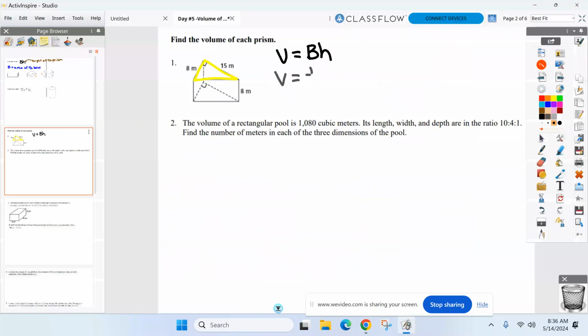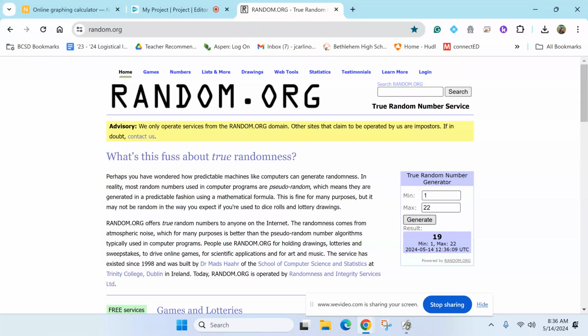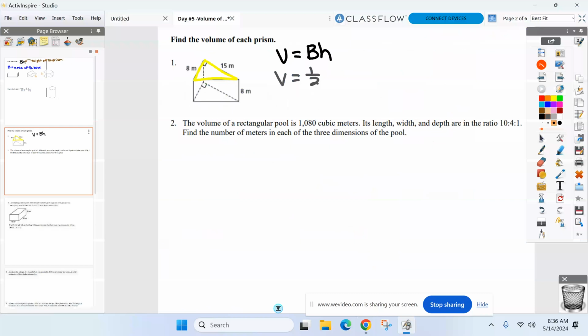Okay, one half. Everyone look at that triangle. What are the base and the height, since it is a right triangle? What are the base and height lengths of that right triangle there, Cormac? Good, the two legs. We've discussed this at length. It's the two legs. So 8 times 15.